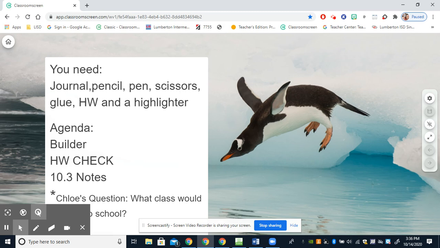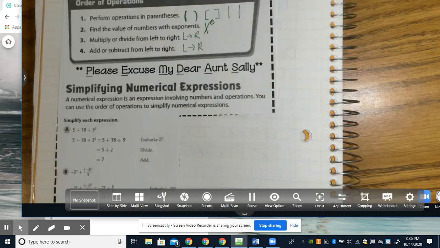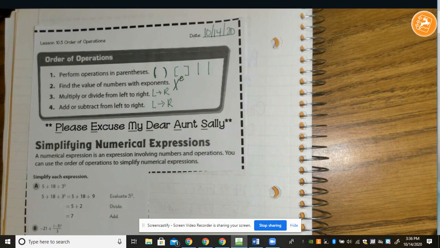And I've just realized that my screen was on the other page.